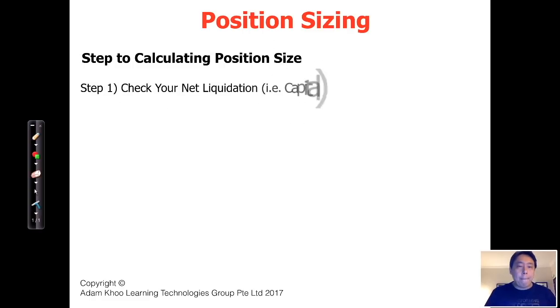Step number 1 is to check your net liquidation. Whatever broker you're using, once you log in, you can look at your net liquidation, or the amount of capital that you have to trade. For example, say you've got $10,000. You open an account and fund it with $10,000, that's your net liquidation. Now you'll eventually go up, or you may go down first before going up.